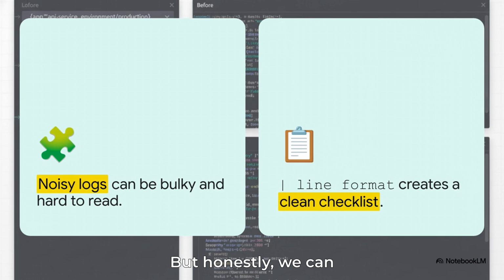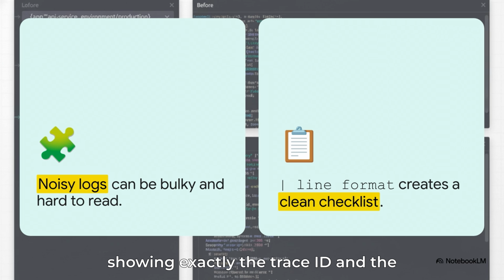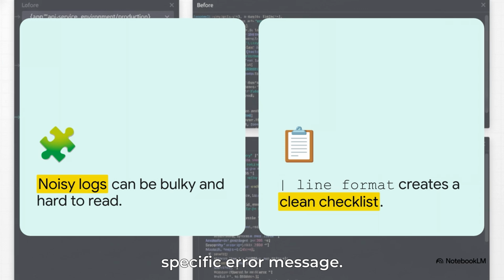But honestly, we can make this even better. Even after aggressive filtering, raw JSON can still be incredibly bulky and difficult to scan quickly during an incident. By appending a line format expression, like | line_format with trace, single quotes, double brackets, trace ID, single quotes, and a double quotes, you completely rewrite the output. It takes the mess and cleans it up into a perfectly readable, customized checklist showing exactly the trace ID and the specific error message. It's beautiful and it's highly efficient.